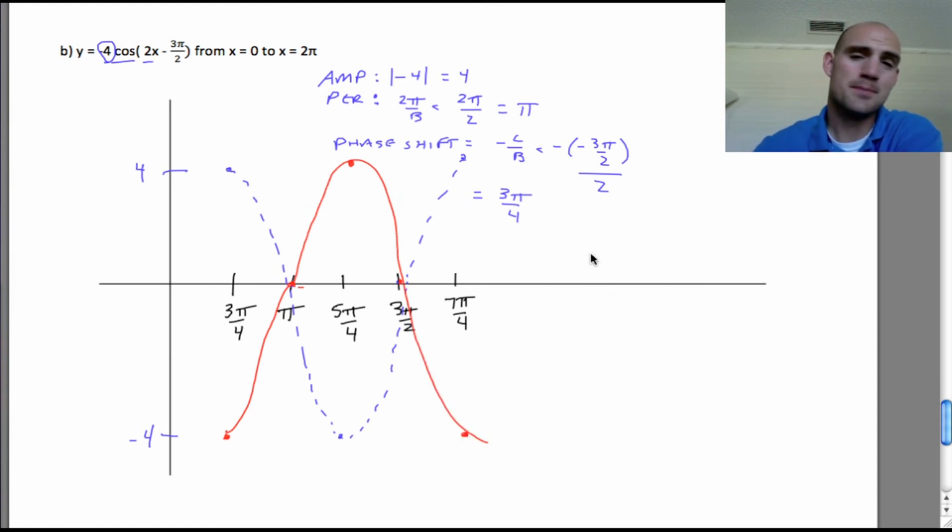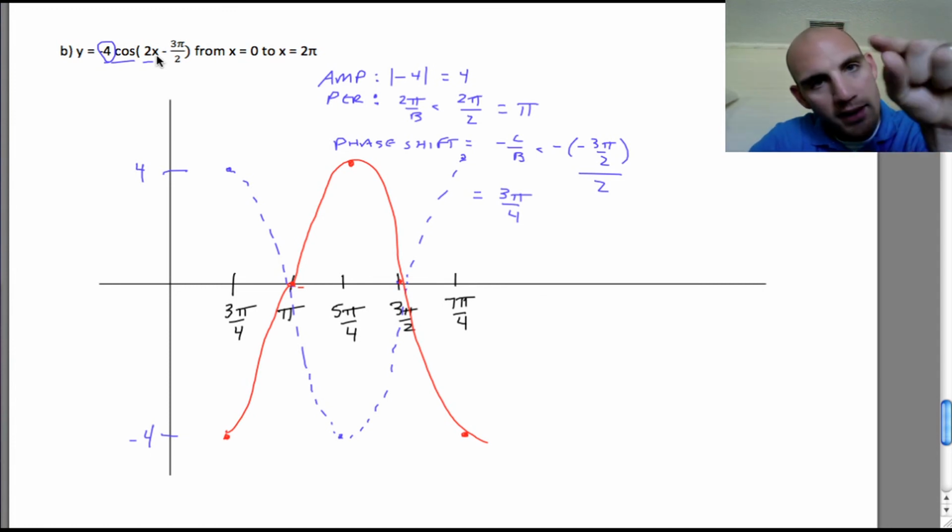Okay, that's my graph. All I'm doing is following the simple steps: outlining amplitude, outlining period, outlining my phase shift, taking into account my negatives, and knowing about sine and cosine. It seems like a lot, I know, guys, but stick with it. Stay right there. You can do this.